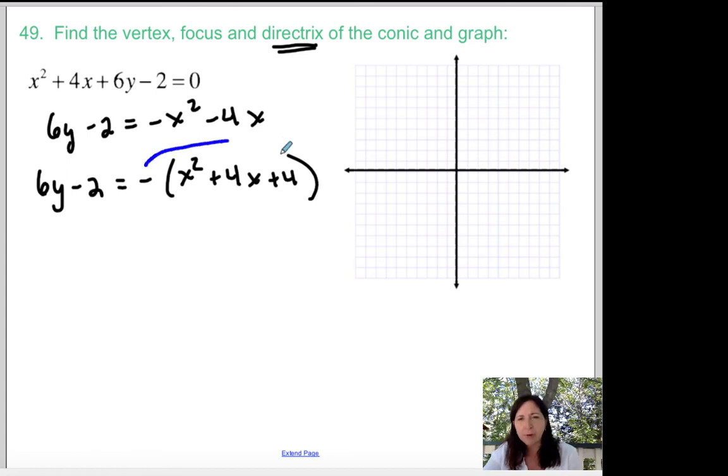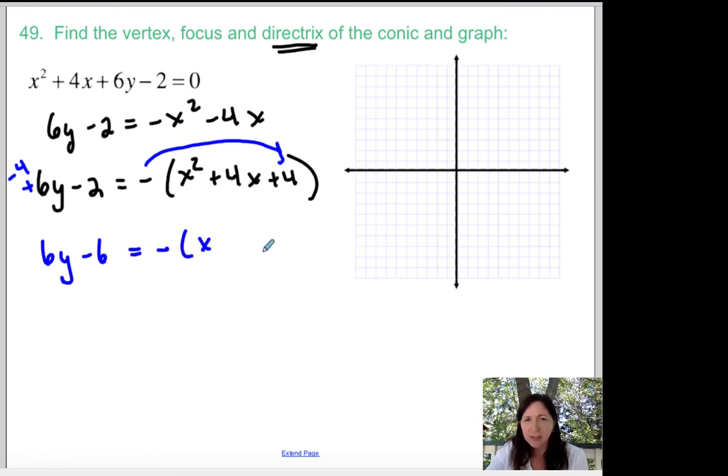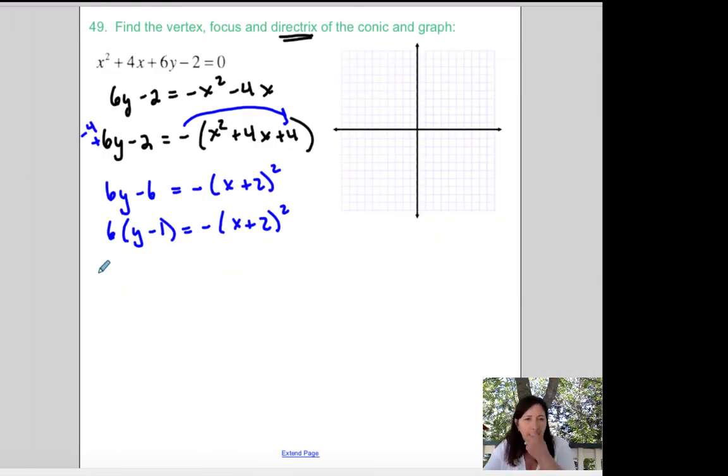So if I temporarily factored out a negative sign, when I add that to the left side, that has to go back in as negative 4. So far I have 6y minus 6 equals negative times the quantity x plus 2 quantity squared. Factoring out a 6, I get y minus 1 equals negative times the quantity x plus 2 quantity squared. And this is acceptable. My vertex for this problem is going to be negative 2, comma 1. So there's my vertex.